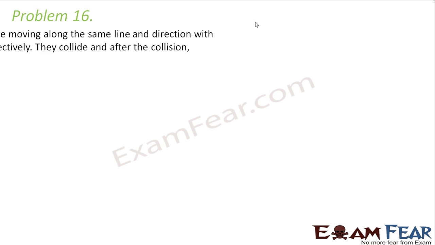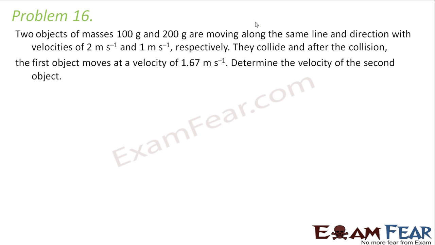Now let us look at the last problem of the lesson, that is problem number 16. It says two objects of masses 100 grams and 200 grams are moving along the same line and direction with velocities of 2 meters per second and 1 meter per second respectively. They collide, and after collision, the first object moves with a velocity of 1.67 meters per second. Determine the velocity of the second object.